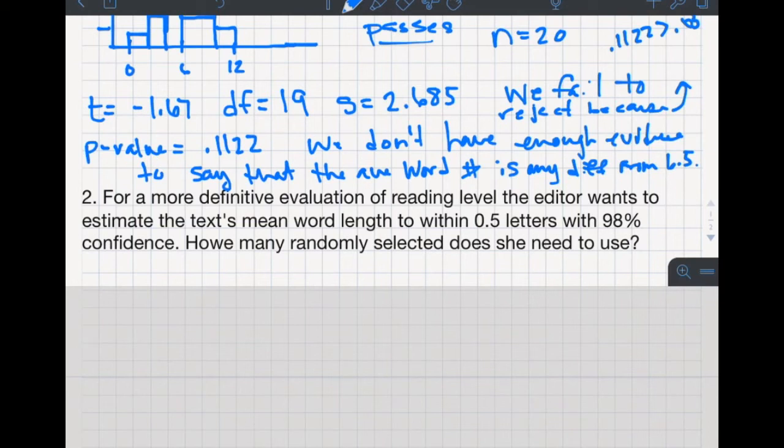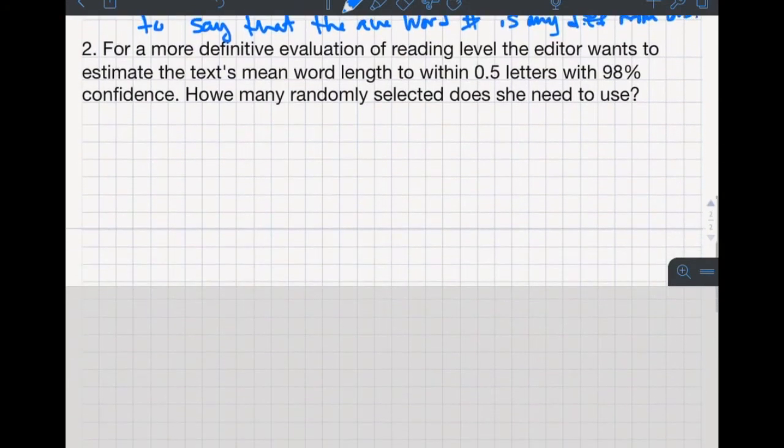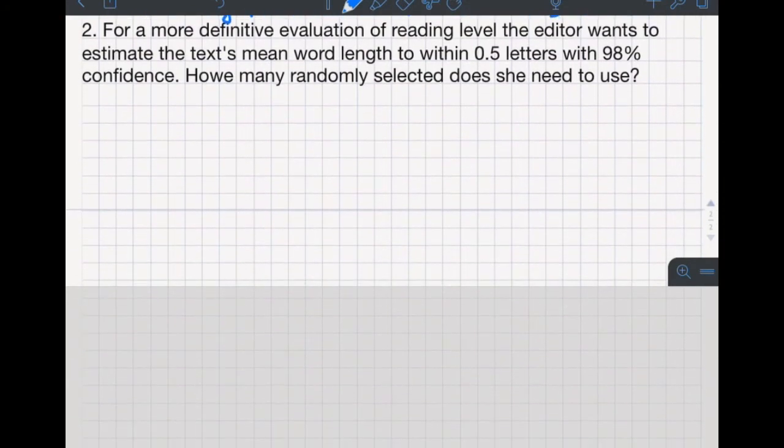Okay, the next part they talk about is they want to go into a little bit more accuracy. They want to get better, and in this case, they want to talk about if I wanted to get within half a letter of the correct mean, and we were going to create a confidence interval, then how big of a sample size do I need in order to get that result at 98% confidence?